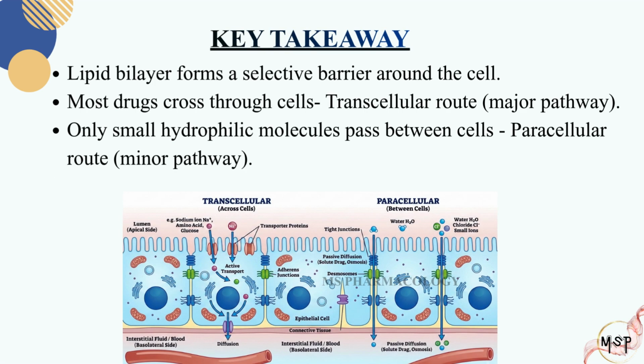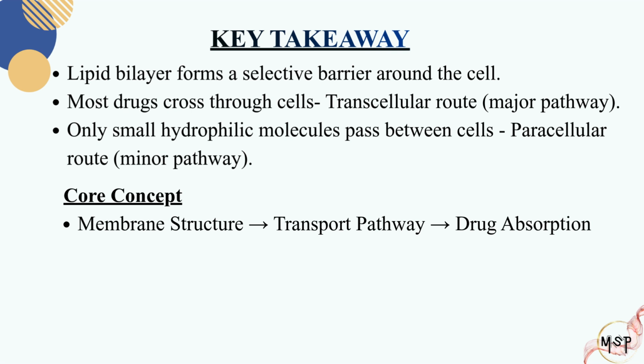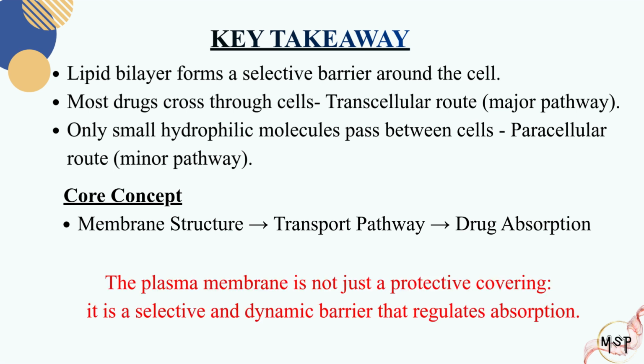So, to summarize, the plasma membrane's lipid bilayer creates a selective barrier. Most drugs cross epithelial barriers through cells, the transcellular route, and only a minority of small hydrophilic molecules pass between cells via the paracellular route. The structure of the membrane determines the pathway, and the pathway determines absorption. So today, we understood the structure of the plasma membrane, not just as a protective covering, but as a highly selective and dynamic barrier that controls absorption.